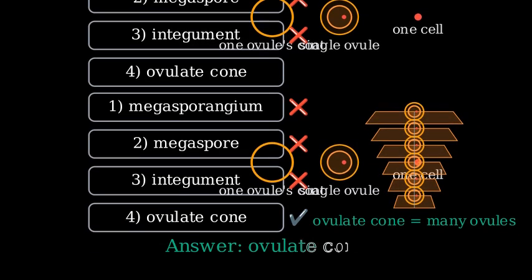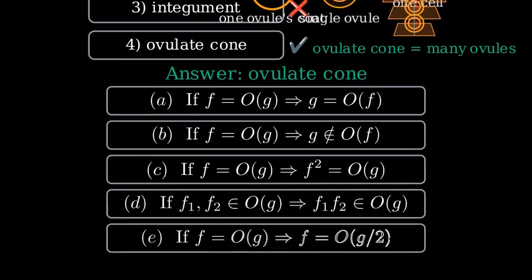Answer: ovulate cone. Now, a big O question. Which of these statements is true? A. If F is big O of G, then G is big O of F. B. If F is big O of G, then G is not big O of F. C. If F is big O of G, then F squared is big O of G. D. If F1 and F2 are big O of G, then their product is big O of G. E. If F is big O of G, then F is big O of G over 2. We will check each with quick examples.